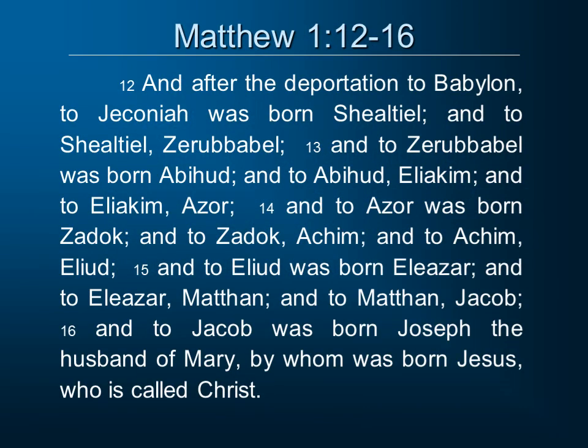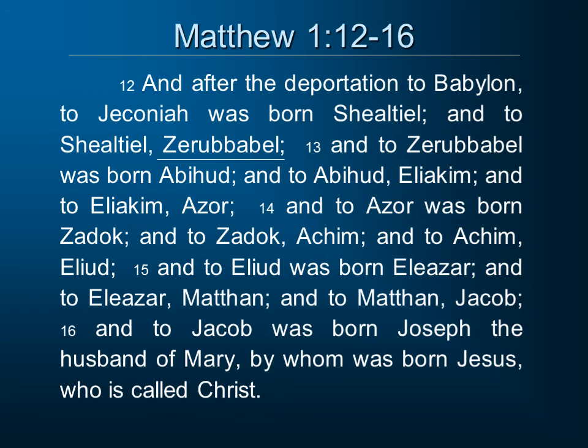And so we read in the genealogy, after the deportation to Babylon, to Jeconiah was born Shealtiel, and to Shealtiel Zerubbabel. There he is. But Zerubbabel doesn't rule as king. He's at best sort of a tribal leader or governor, but there's no king over the Jewish people at that point. Well, there is. It's the Persian king. It's the Persian emperor. But the Jewish people don't have their own king.